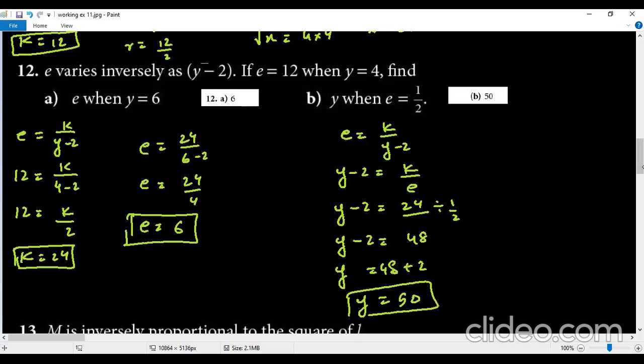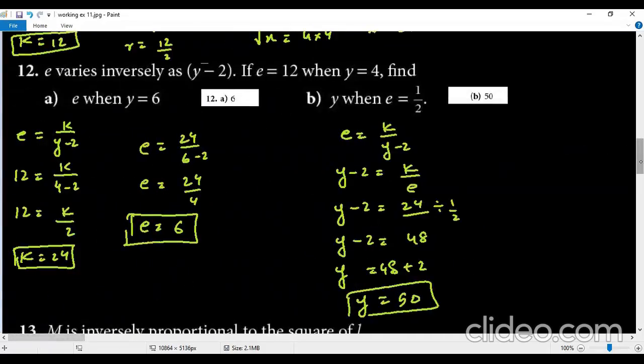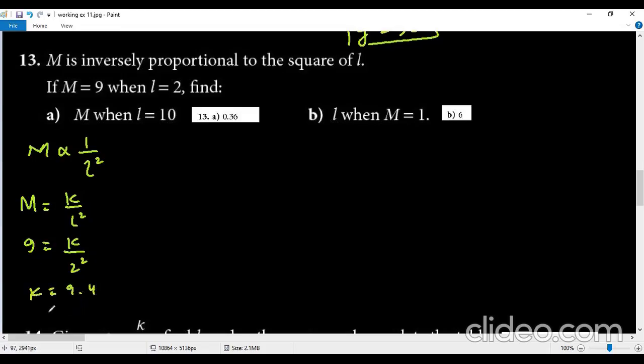Then comes the next question, 13. M is inversely proportional to the square of L. That means M is equal to k over L square. This is going to be the formula. We'll find out the value of k. M is 9 and k is unknown. L given is 2 square. That means k will be equal to 9 times 4, which is 36.